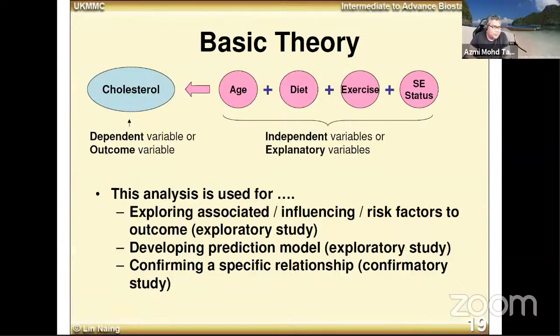So I'm going to explain about this analysis. Okay. So we have the analysis of multiple linear regression. We also use it to explore whether there's any association or influencing or risk factors to the outcome. This one we just try to explore. Okay. Then we have to confirm, or you're trying to come up with a prediction model, or trying to confirm a specific relationship. Okay.